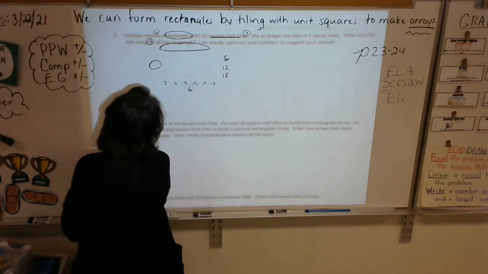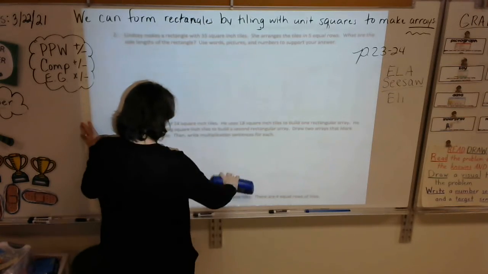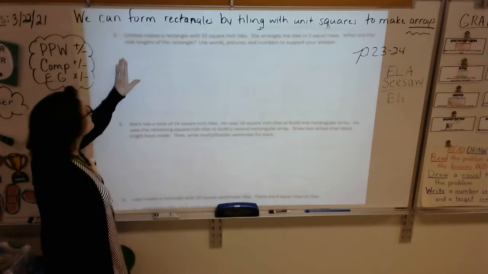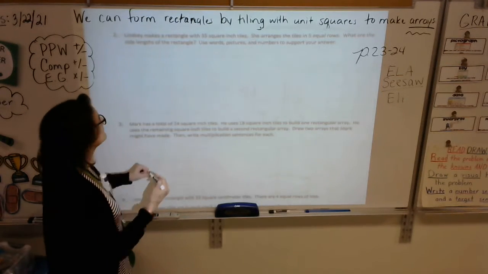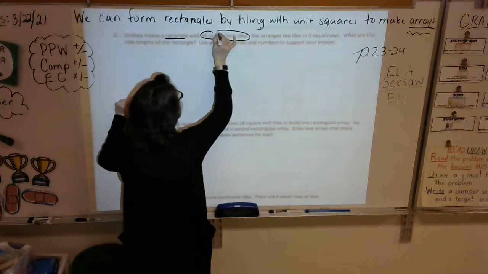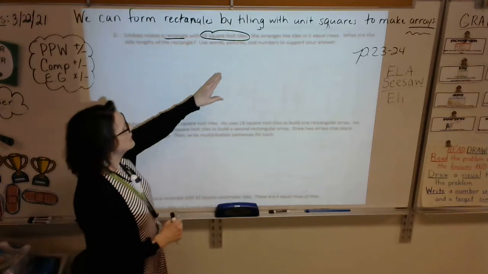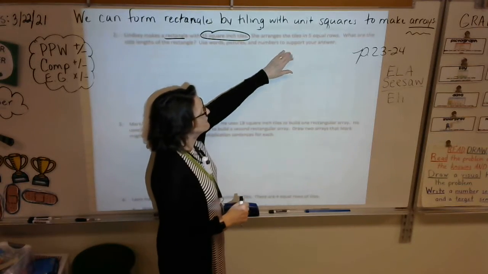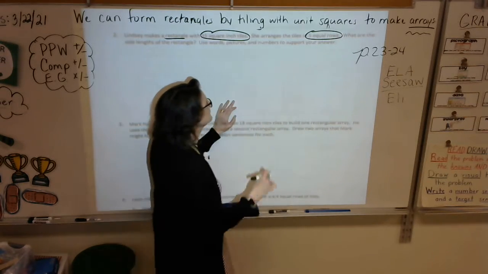So we're going to continue our skill of tiling, but now we're going to do it in the context of word problems. All right? The first one says, Lindsay makes a rectangle with 35 square inch tiles. So I know I'm making a rectangle, and I'm going to use 35 square inch tiles. Good to circle and underline your notes. Next, it says she arranges the tiles in 5 equal rows. So I'm going to circle that, 5 equal rows.